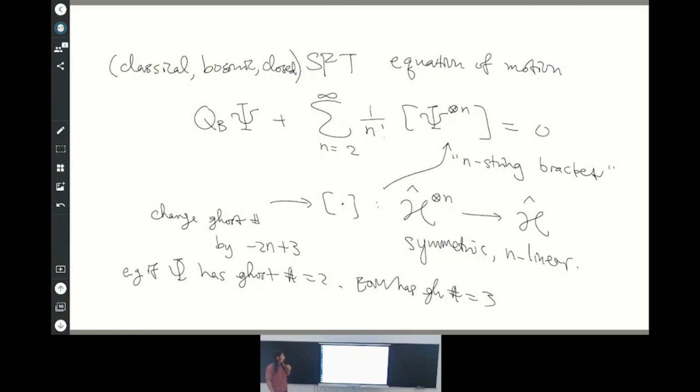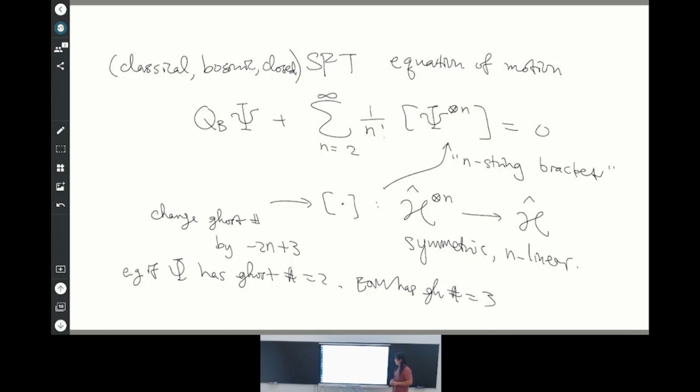So now, there's some data I haven't told you, which is hidden in this string bracket. I think maybe I'll spend my remaining time discussing that. There's some data I haven't introduced to you, and that involves some scale. Because as I was alluding to, this string bracket is some kind of integrated OPE. There's some scale hidden in there.